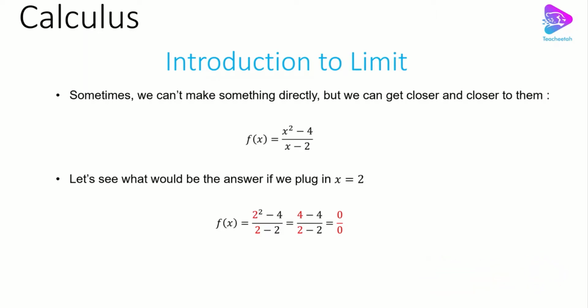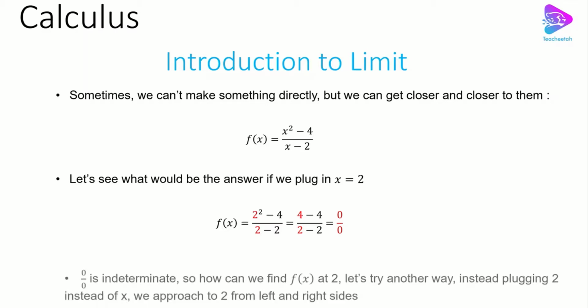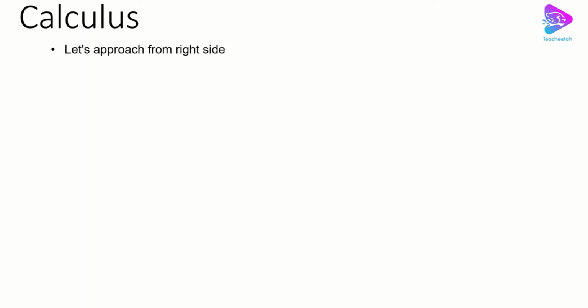But how can we find this function at the value of x equals 2? There is one way, and in that way we have to approach 2. So we have to get closer and closer to x equals 2 in order to find that specific value. Let's try that. I'm going to approach 2 from the right side, plug those numbers in for x in the function f of x, and find the value of f of x.